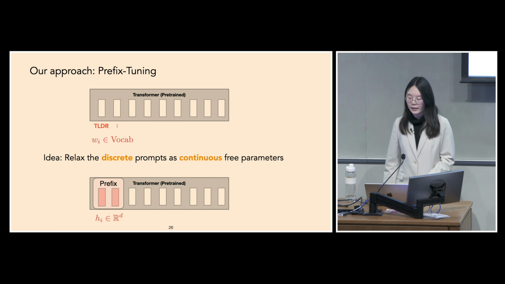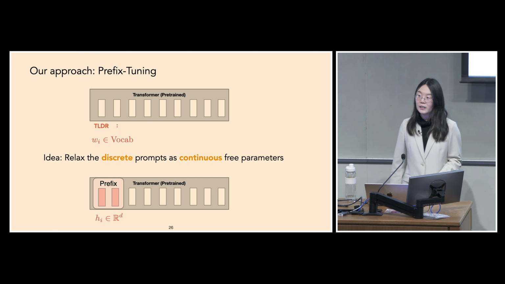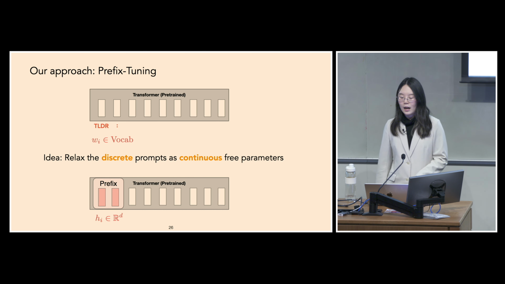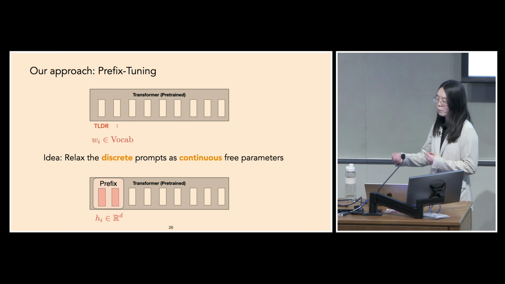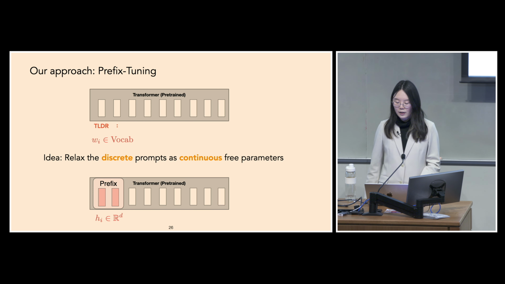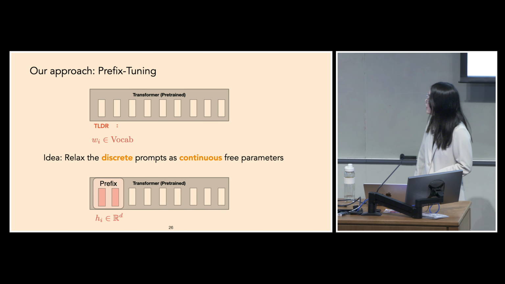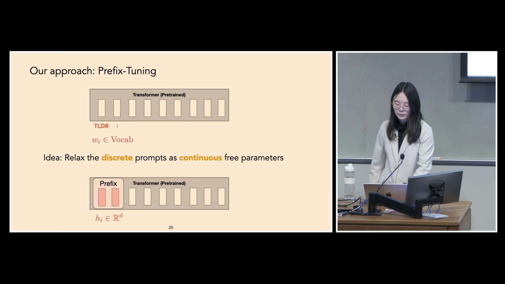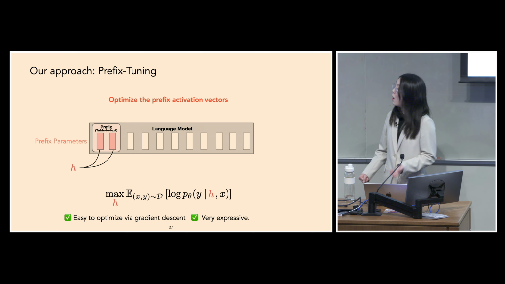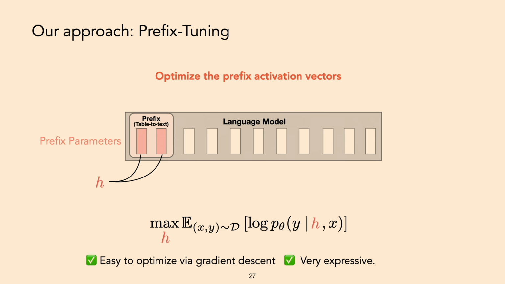My work on prefix tuning bridges the dichotomy between prompting and fine-tuning. Prefix tuning is inspired by prompting. I observe that the discrete search space of the prompts actually limits the expressivity and makes optimization harder. So I relax the discreteness constraints with continuous free parameters. As a result, prefix tuning optimizes a small, continuous, task-specific vector, which we call the prefix parameter, denoted by the pink H here, as if it were a sequence of virtual prompt tokens.